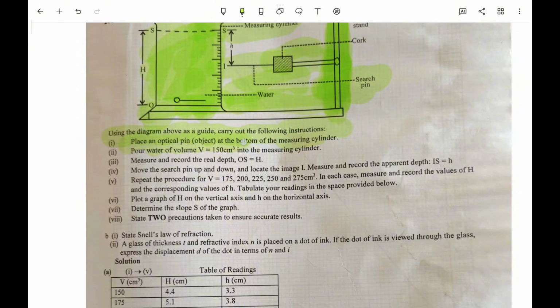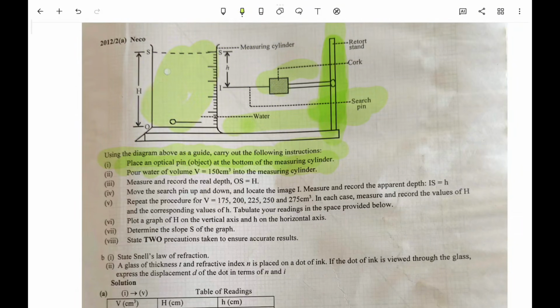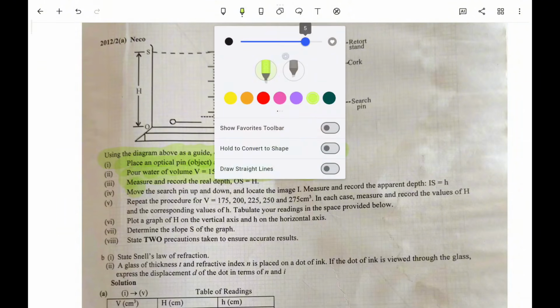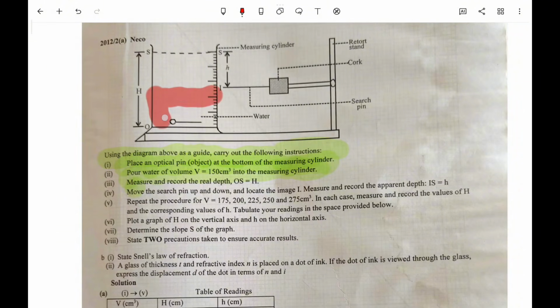Place an optical pin object at the bottom of the measuring cylinder. Can you see the measuring cylinder here? Look at your pin here. Then pour water of volume 150 centimeter cube into the measuring cylinder. Then after you are done, measure and record the real depth OS, which is equal to H. This is your H.